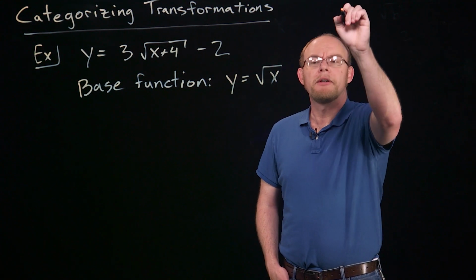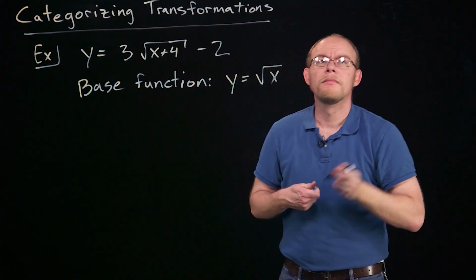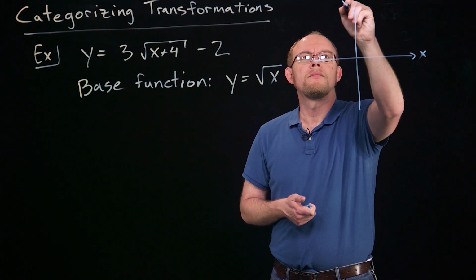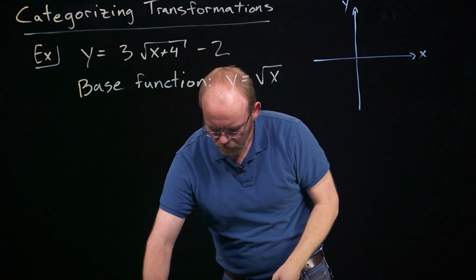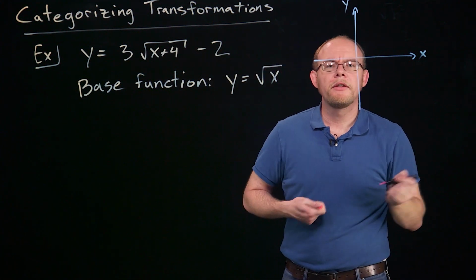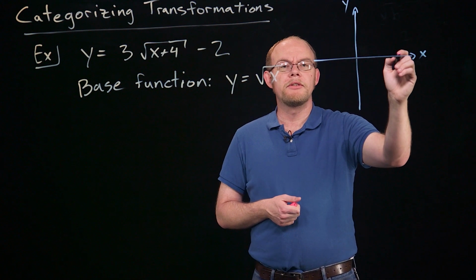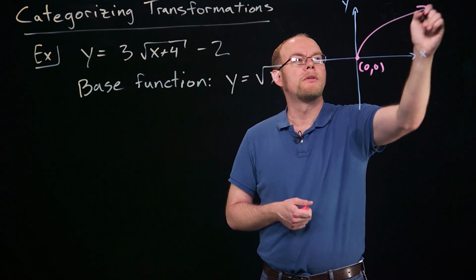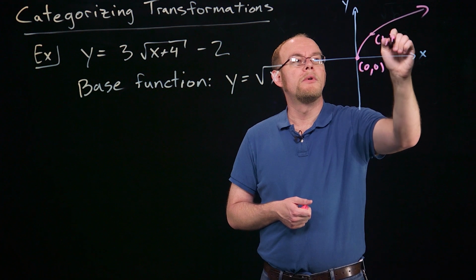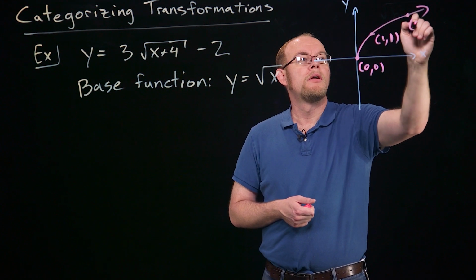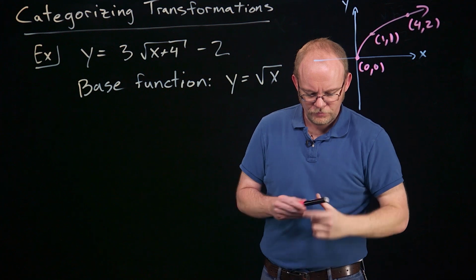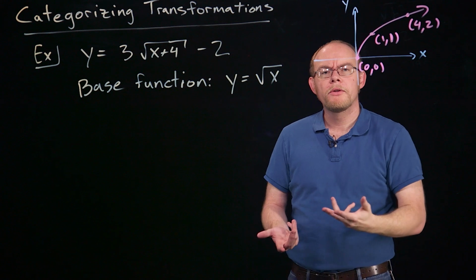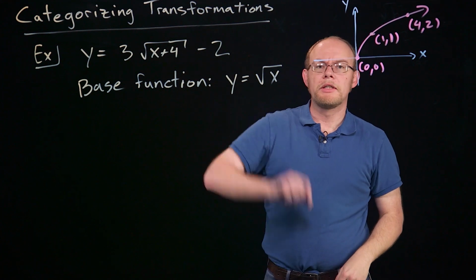Okay? Now if we were to graph this function, the domain of the square root function is all positive real values including 0, and it includes the point 0, 0, looks something like this, 1, 1, and 4, 2. Okay? So now we need to figure out all the transformations to apply to this graph to get this graph.